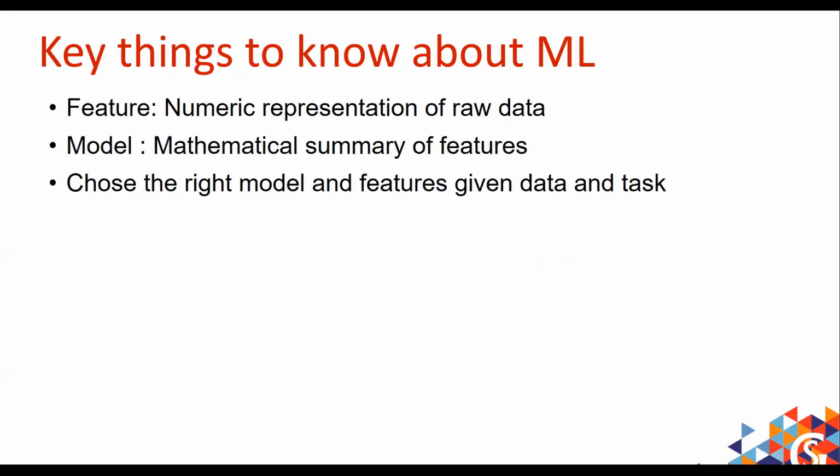So, key things to know about ML. One is the feature, which is the numeric representation of raw data. Why only a numeric representation? We have text data, test data, string data, but at the end, an algorithm is always a mathematical formula, and a mathematical formula always works with numbers, right?